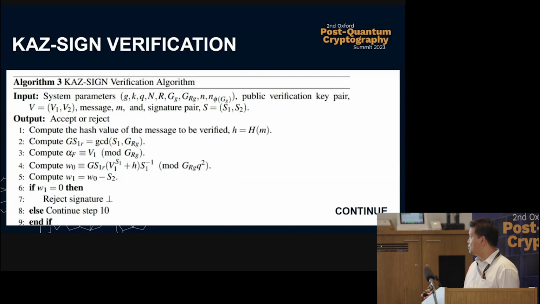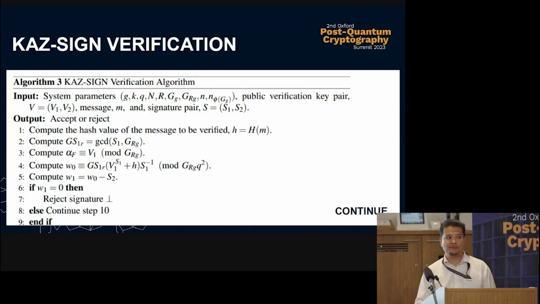So the verification procedure is a collection of comments from friends, from Professor Bernstein online on the forum and so on until last week. So first, to verify, we hash a message, right? We retrieve back the GCD value. Then we compute alpha f, which is V1 modulo GRG, and we compute W0 and so on.